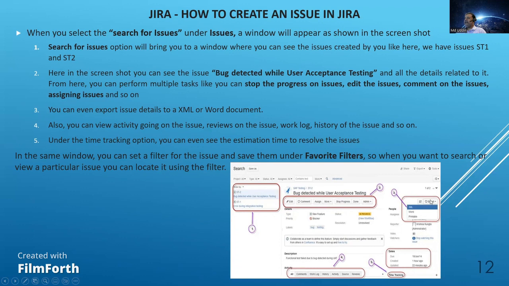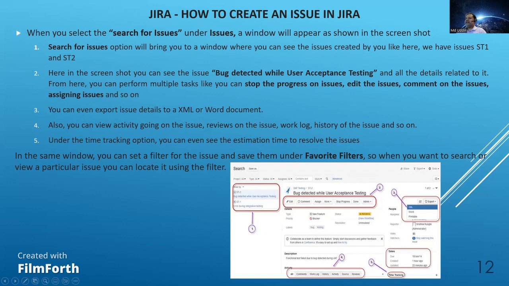Number 3 here, you can export it, right? If you want to export this information of the issue, you can export it as XML format, Word format, or printable. You can print it directly from Jira. Number 4 here, you can also view ongoing activities, right? Like, is there any comment provided by any team member for this issue? Is there any work log, any history, any activity going on, any reviews going on? You can see all this information through this activity list.